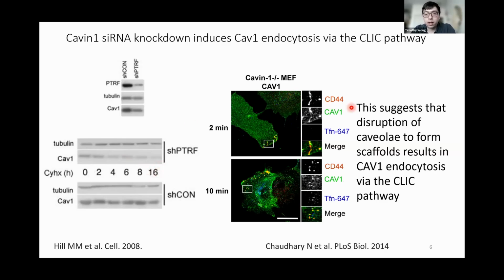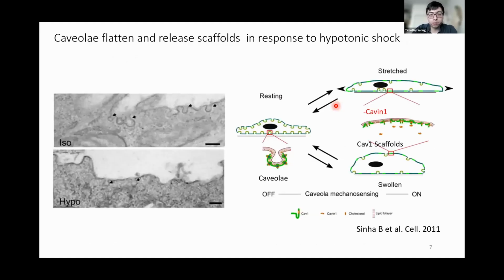It was also shown that in this experiment, using knockout of cavin-1, CAV1 was actually being endocytosed, co-localizing with CD44, that marker for the CLIC pathway. And this was suggesting that the disruption of caveolae, forming scaffolds, would result in CAV1 endocytosis via the CLIC pathway. So more evidence is coming out that there's a lot of crosstalk between these endocytic pathways, and it's not just clear-cut individual endocytic pathways.